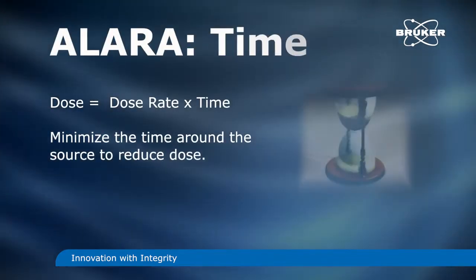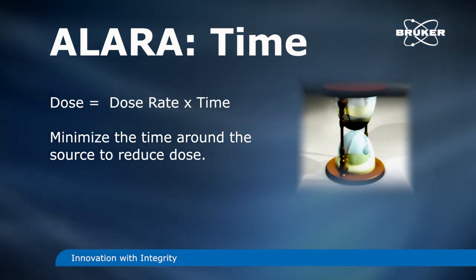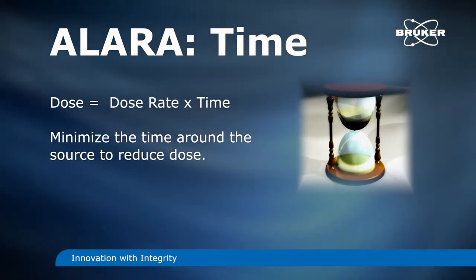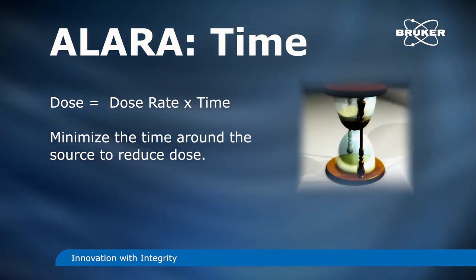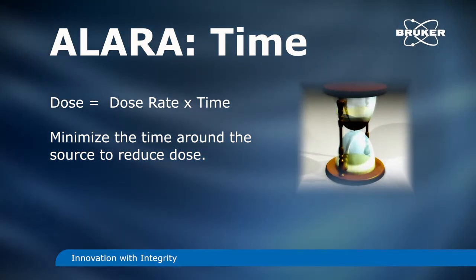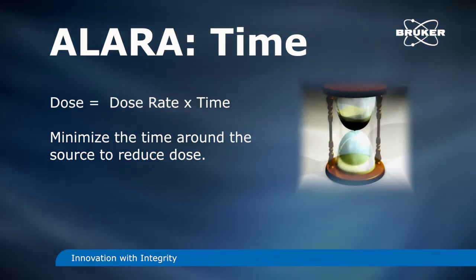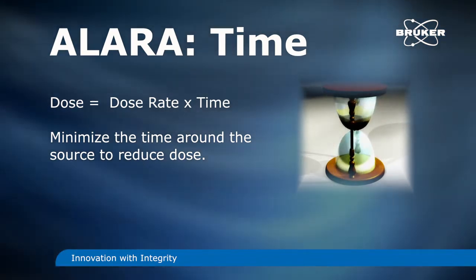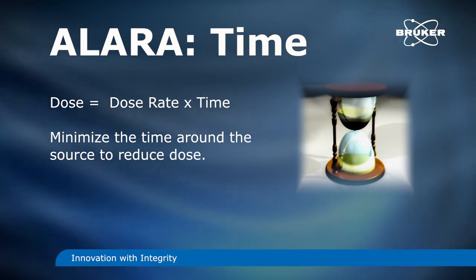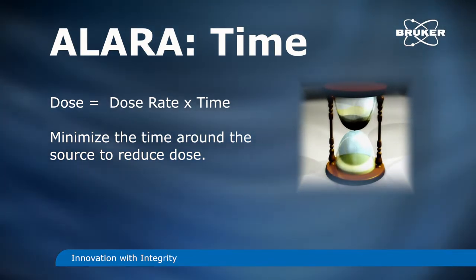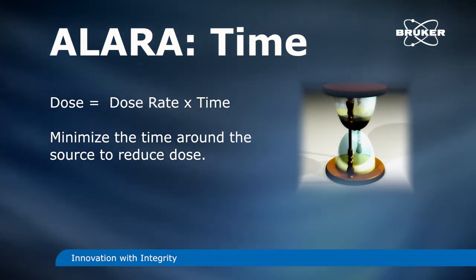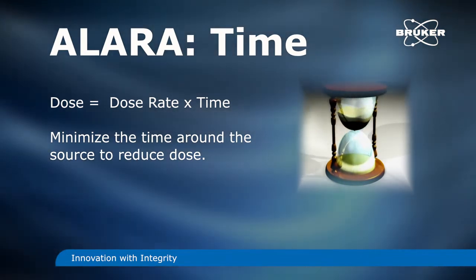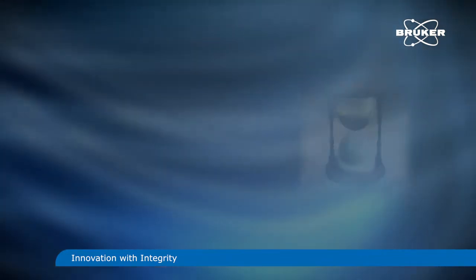Total dose is the dose rate in millirem per hour multiplied by the time spent near the source of the radiation. For example, a person in an area for 2 hours with a dose rate of 5 millirem per hour will receive a dose of 10 millirem. To minimize the total dose you receive, limit the time you spend near the source of the radiation by planning ahead. The less time you are exposed to the source of the radiation, the smaller the dose you will receive.